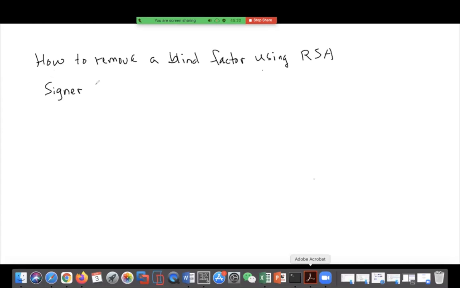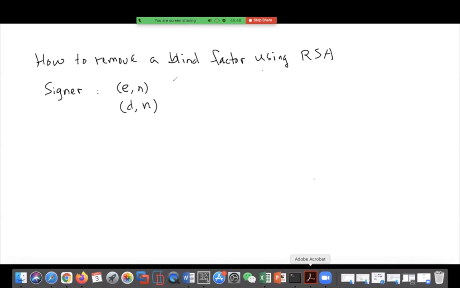And the signer has his public key, E, N, and also it has its private key, D, N.